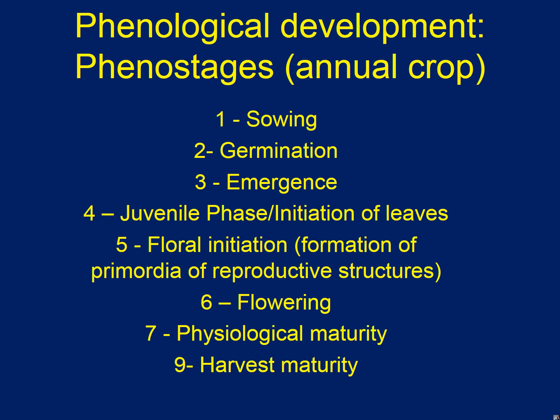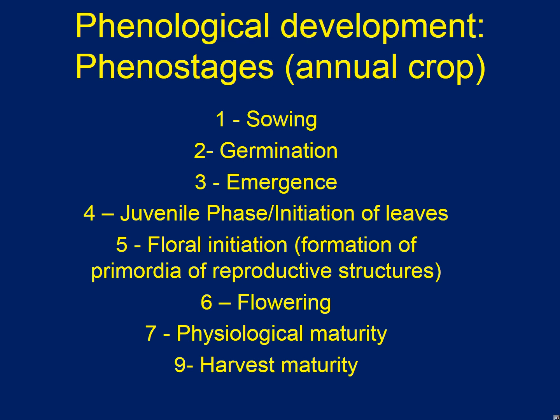Fourth would be a juvenile phase. This is a phase when the crop is not able to detect environmental signals that trigger the start of reproductive growth. And during this juvenile phase, we have initiation of leaves. We have the initiation of small microscopical structures that will be in the future the leaves of the plant.